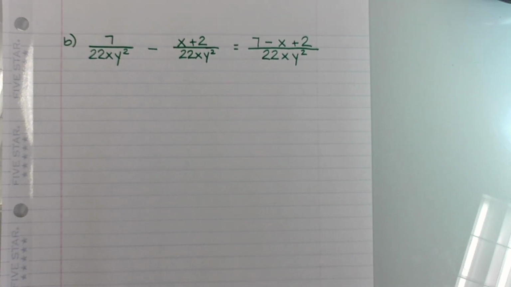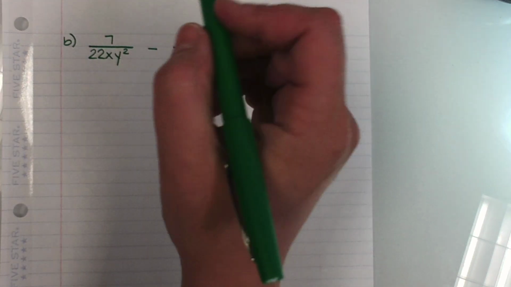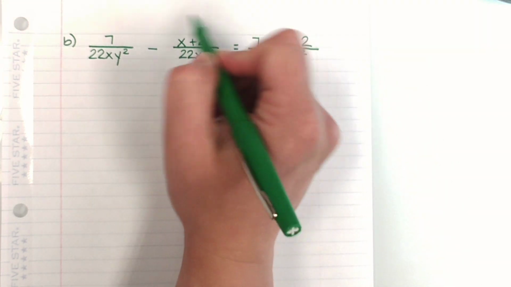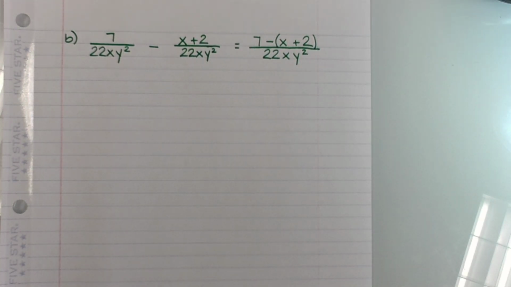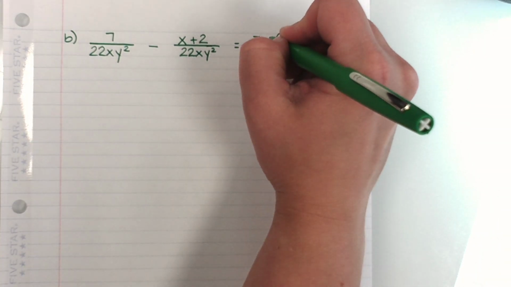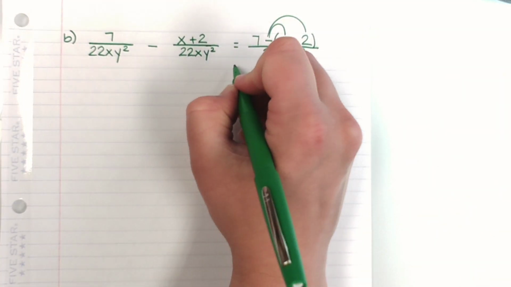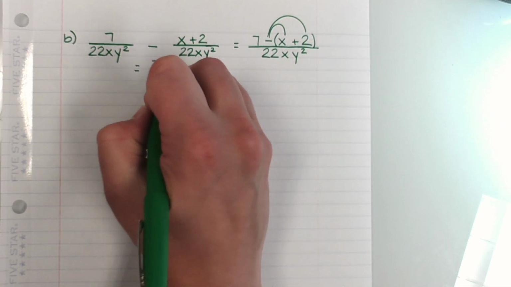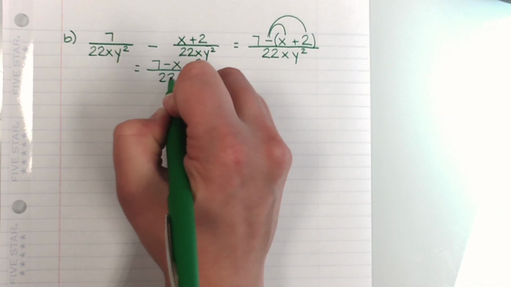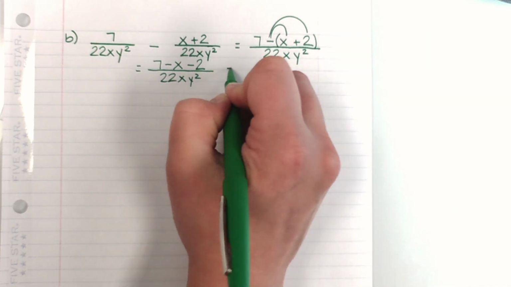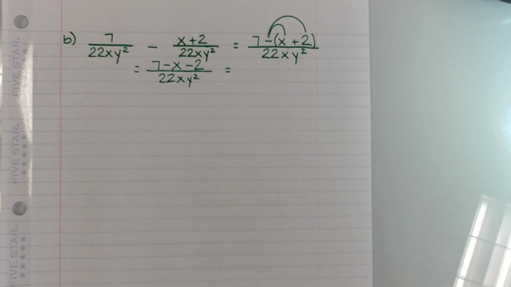I hate to break it to you, that's not right. What did I screw up? When I'm subtracting this entire fraction, therefore this needs to be in parentheses. I need to distribute that negative. Continue to simplify. I've got some like terms.